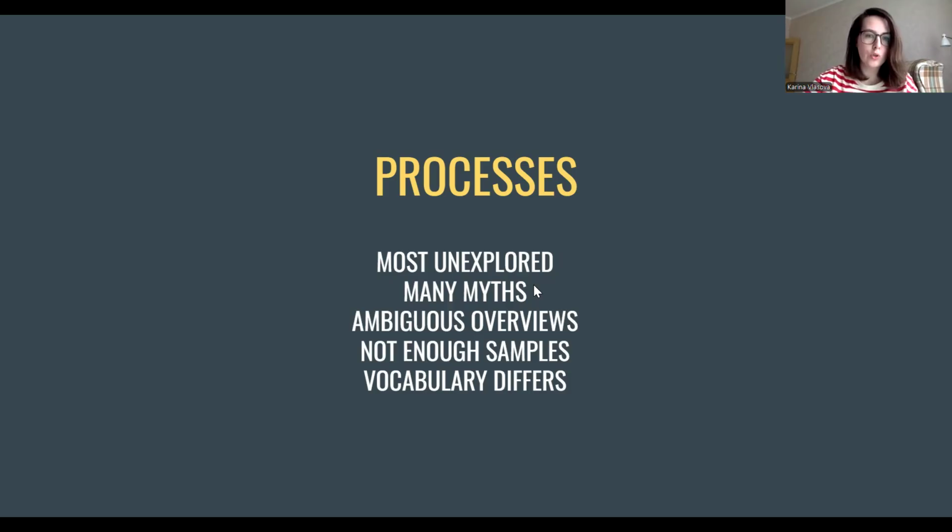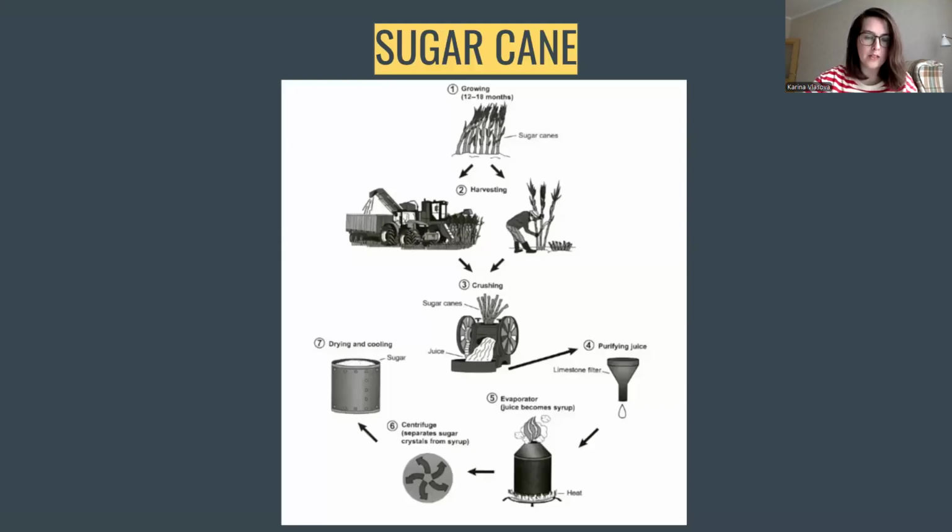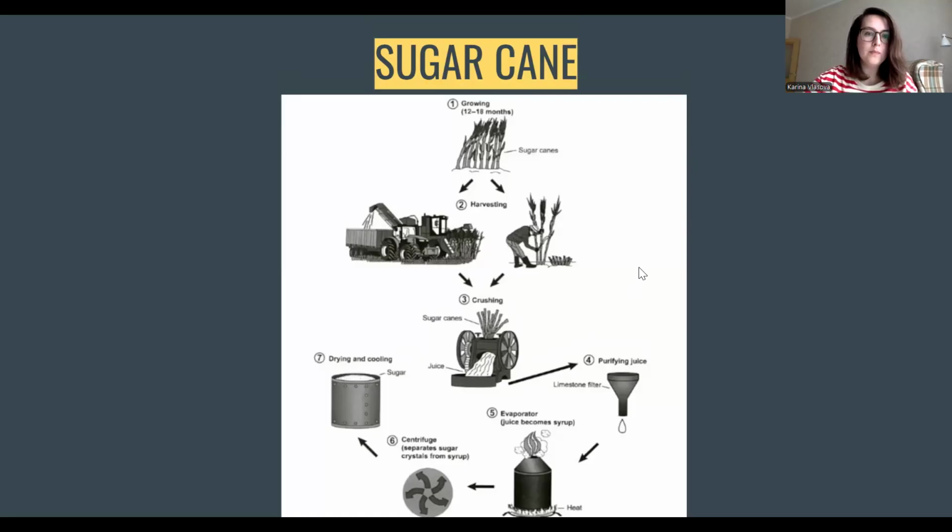Today we'll discuss two of them, and the first one is going to be sugar cane. This type of graph you can see on your screen. Let me show you what's happening here. You can see the cane, that's step number one. It's growing. Then it's divided into two parts, then it's harvested. Then it's crushed, and after that you see the juice, which is purified. Then the juice evaporates. You would see some machines, a centrifuge, and then the sugar is dried and cooled.